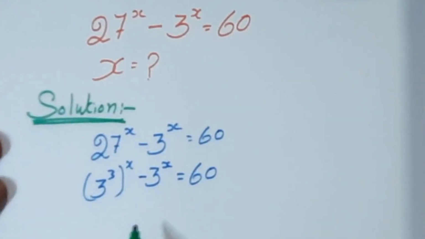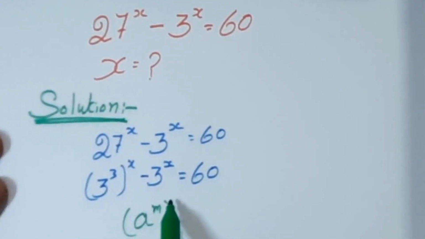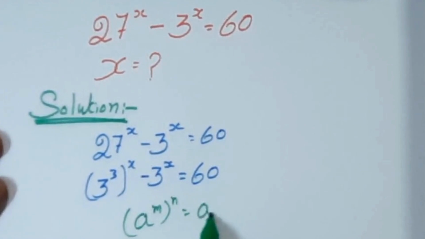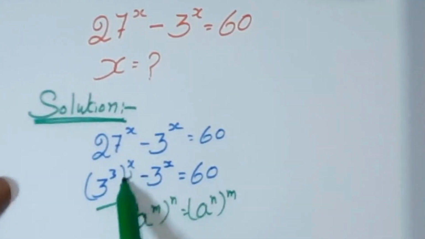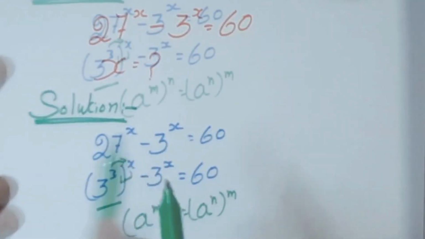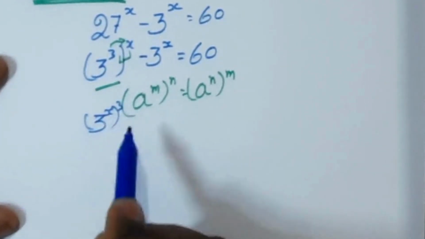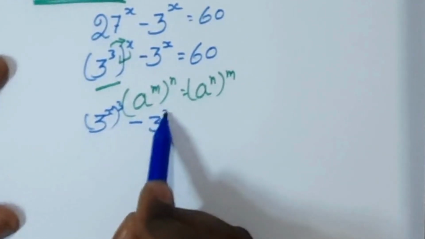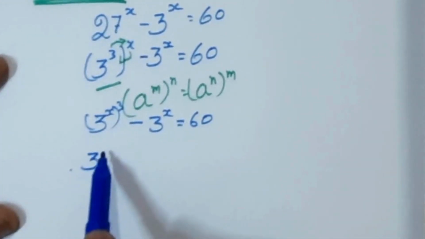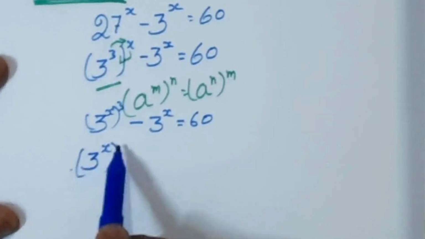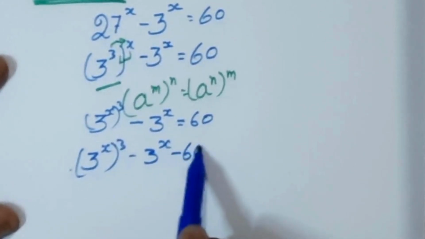Now we are going to apply the formula that a power m whole power n equal to a power n whole power m. We are going to apply this here. We are just changing the power here. So 3 to the power of x whole power 3 minus 3 to the power of x equal to 60. 3 to the power of x whole power 3 minus 3 to the power of x minus 60 equal to 0.